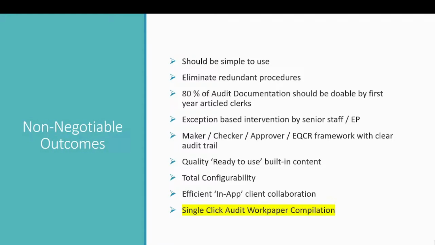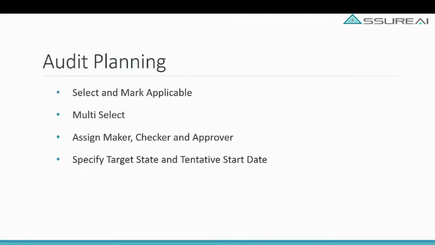At the same time, we provide the content in the form of all these checklist templates, AIS procedures, SA procedures, and so on. That will drive the users to seamlessly use it, and then only on an exception reporting basis, seniors can intervene. And at the end, once all these procedures are complete, in a single click you will be able to download an audit work paper compilation. So that is the outcome we expected, and we have achieved all these things.